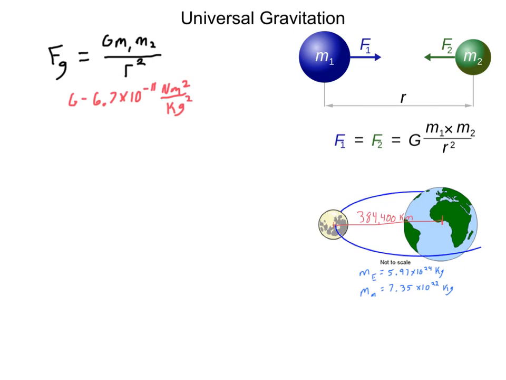So notice now, if the masses increase, you're going to have more gravity. So if M1 or M2 goes up, you're going to have more gravity, which makes sense. Bigger objects are going to pull on each other heavier. If we had one planet and then the planet got bigger, we're going to have more gravity.